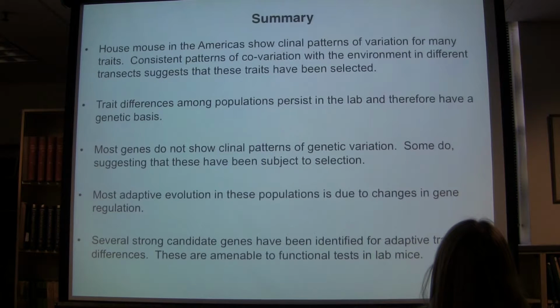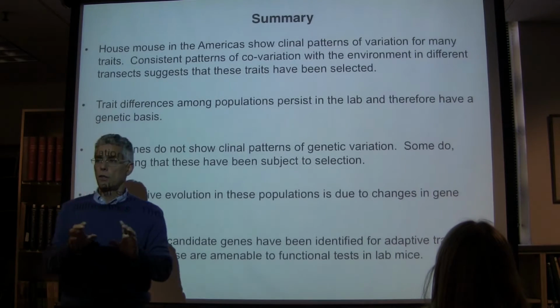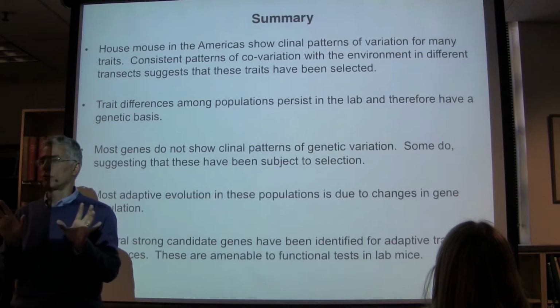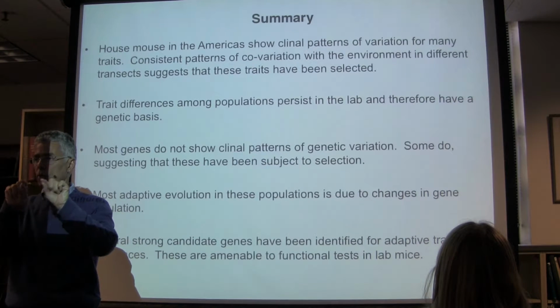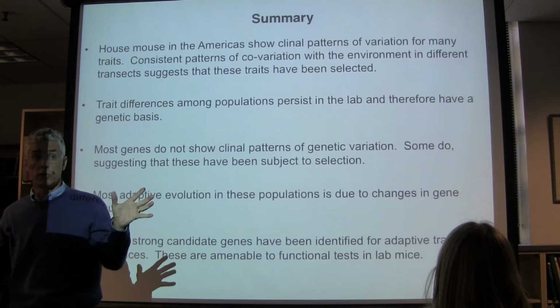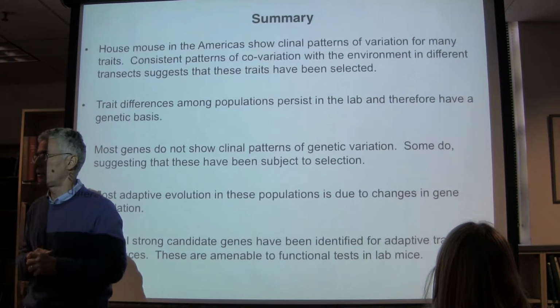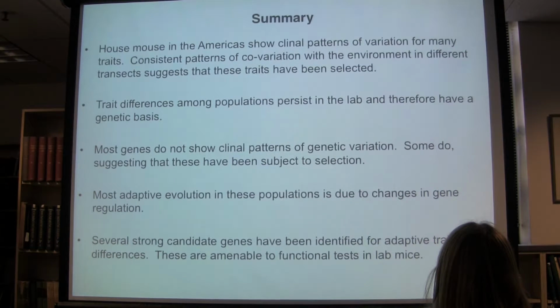Okay, so for the second half, house mice in the Americas show clinal patterns of variation for many traits. Consistent patterns of covariation with the environment in different transects suggest that these traits have been selected. I didn't actually talk about this, but part of the aim behind this whole project is that if you look in both North America and South America, and you see similar clines in opposite directions as we do for body size, that's good evidence that these are under selection. And so that's been part of the motivation.